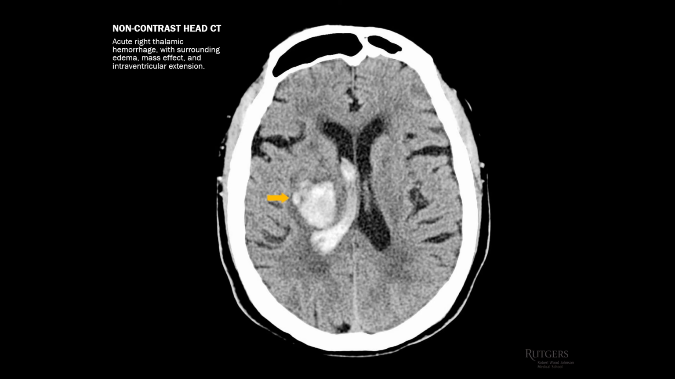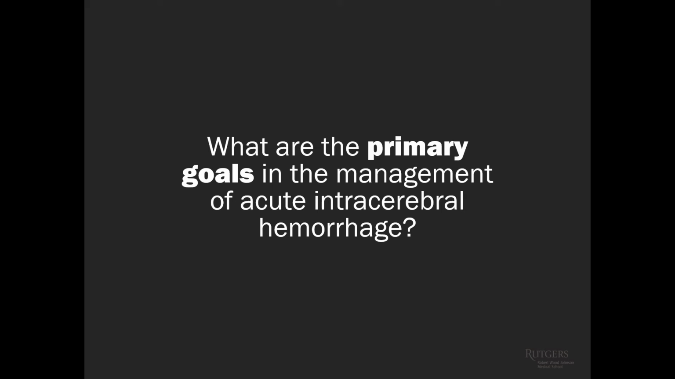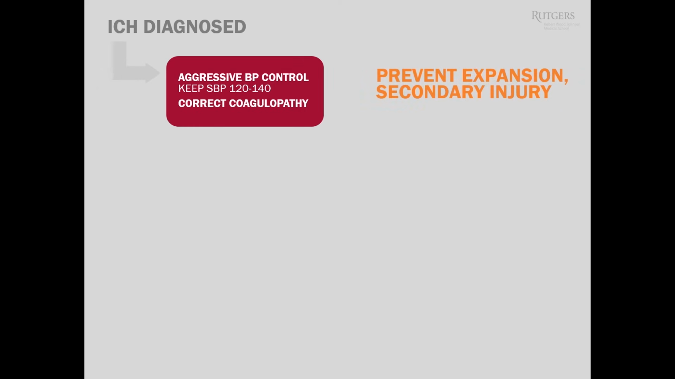So we talked about the primary goals in the management of ischemic stroke, but what about the primary goals in the management of hemorrhage? The early goal in the treatment of acute hemorrhage is preventing expansion and secondary injury, because that's most likely to kill our patient. Aggressive blood pressure control and reversal of coagulopathy are like Iron Man and Wonder Woman, very indispensable.